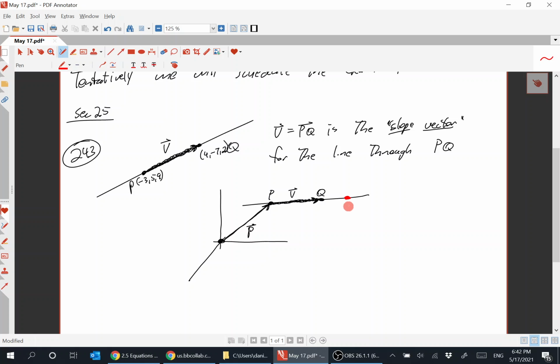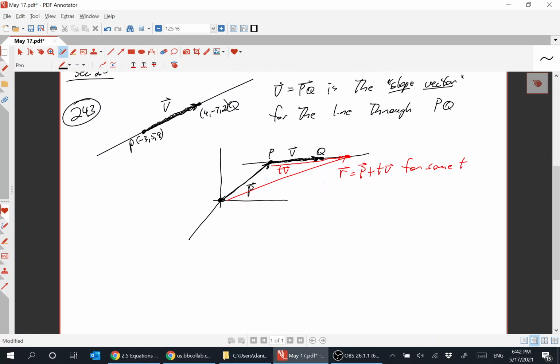So like over here, this point right there, call it R, is P plus T times V for some T. Here's T times V right there, and so there's P plus T times V. And if you want the points over here, use negative values for T. So that's the vector equation of the line. And then that gives you the other equations as well.